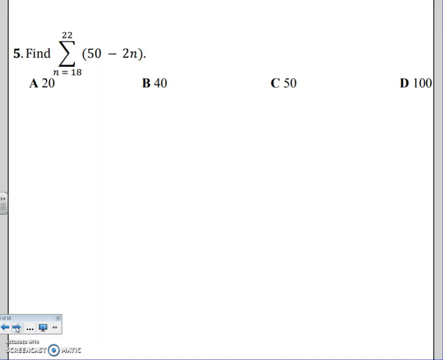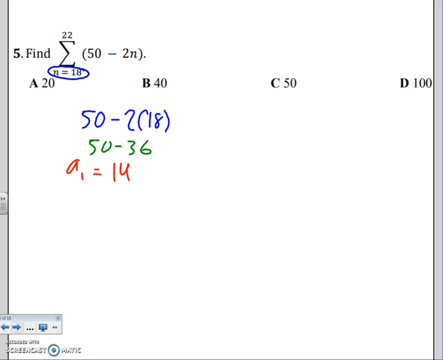Number 5, find the sum of this series. It is given in sigma notation. Remember, this is your K, your starting value. We have to plug it in, so let's find a sub 1. So if we do 50 minus 2 times 18, that is 50 minus 36, that's 14. We know a sub 1 is 14.